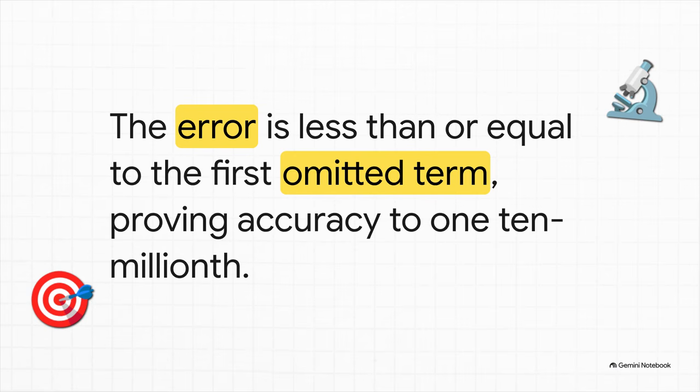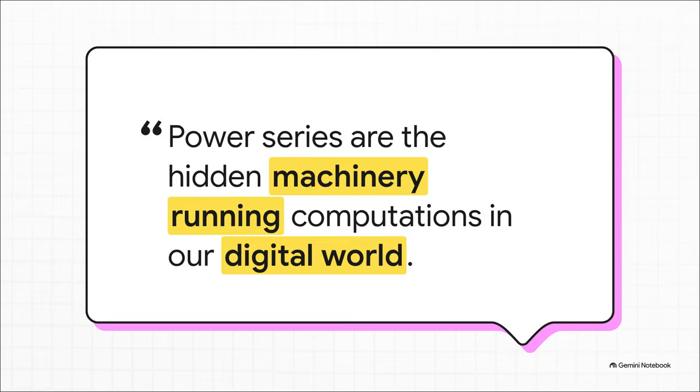Well, because of the alternating series estimation theorem. It mathematically guarantees that our error is always less than or equal to the very first term we left out. If we check the next term in our sequence, where n equals 3, the value is roughly 1.08 times 10 to the negative 8th. This proves that our simple 3-term answer is flawlessly accurate to within 1/10,000,000th. That is insane precision. And honestly, this brilliantly illustrates the big picture.